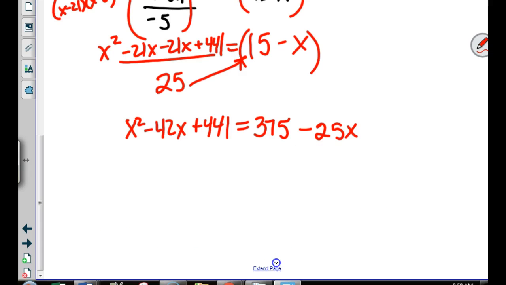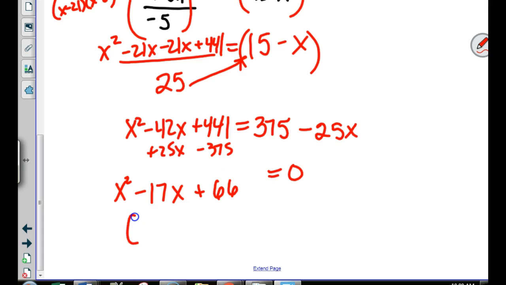Okay. Has a squared. What do we do when we have a squared? Complete the square, factor, quadratic formula. Okay. But any of those, it has to be what? Equal to 0. Well, I guess not completing the square, but add 25x over here and subtract 375. So we get 0. Okay, someone help me. What is negative 42 plus 25? Is it 17? And 441 minus 375?